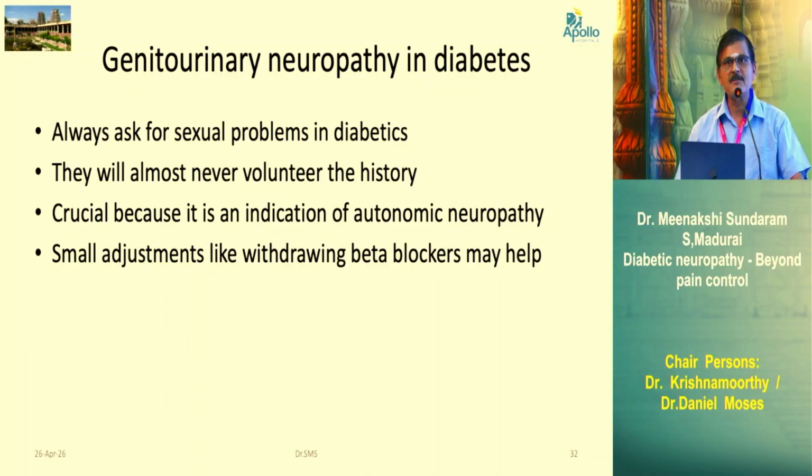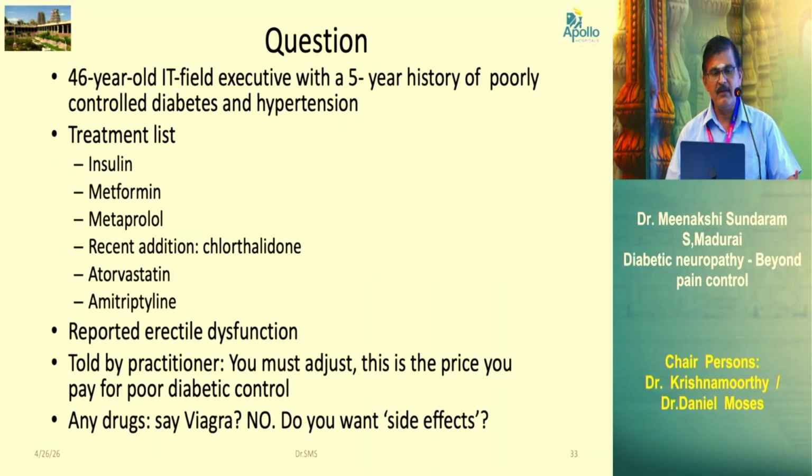So the point is that always ask for genitourinary dysfunction in patients with diabetes. Always ask for sexual problems because they hardly come and volunteer and tell you about this. But it is crucial because it is an indicator of autonomic neuropathy. Small adjustments like withdrawing beta blockers might help.